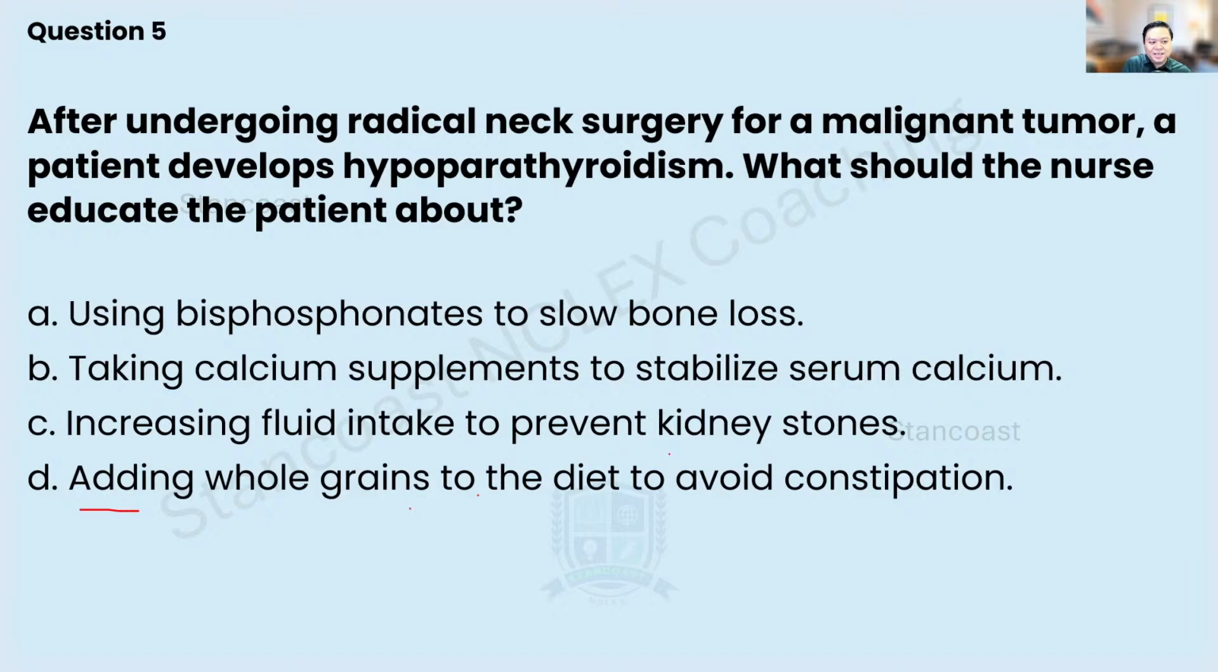The patient had a radical neck surgery for a malignant tumor. So after the surgery, they developed hypoparathyroidism. So what should you do here as the nurse? Will you teach them about the use of bisphosphonates to slow bone loss, or B, taking calcium supplements to stabilize serum calcium, or C, increasing fluid intake to prevent kidney stones, or D, adding whole grains to the diet to avoid constipation?